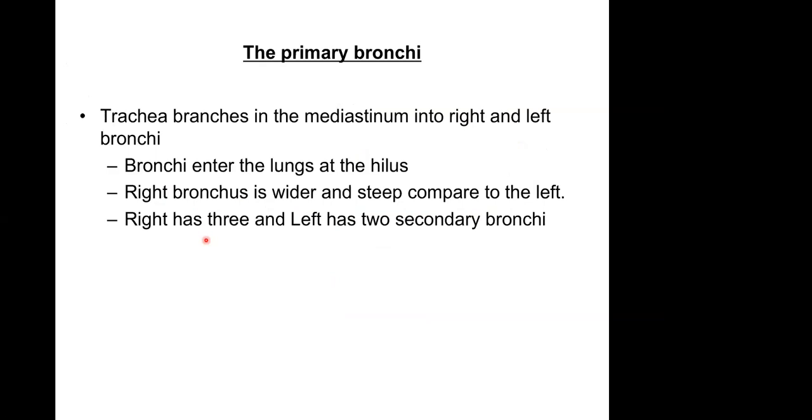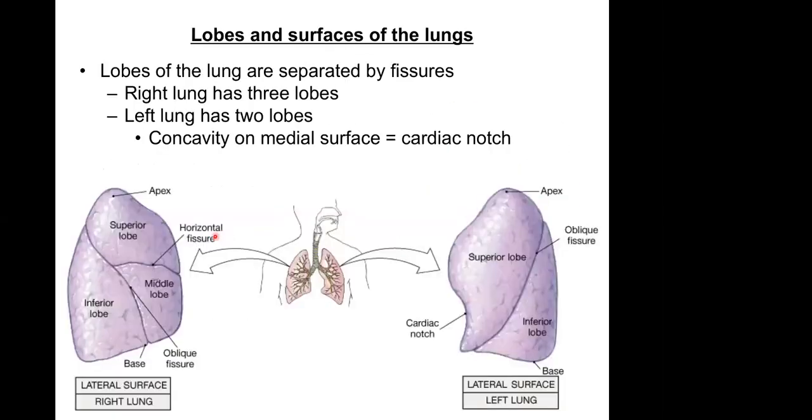And now when it goes to the lung, there is a difference between the right lung and the left lung. The right lung has three lobes, the left lung has two lobes. Therefore, the right bronchus produces three secondary bronchi, because it has to serve all three lobes. And the left bronchus produces two secondary bronchi, because it is going to serve only two lobes. If you look at the right lung and the left lung, the right lung has three lobes, superior, inferior, and the middle lobe, and the left lung has two lobes.